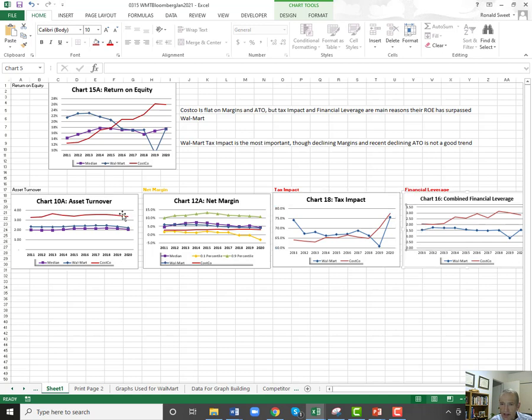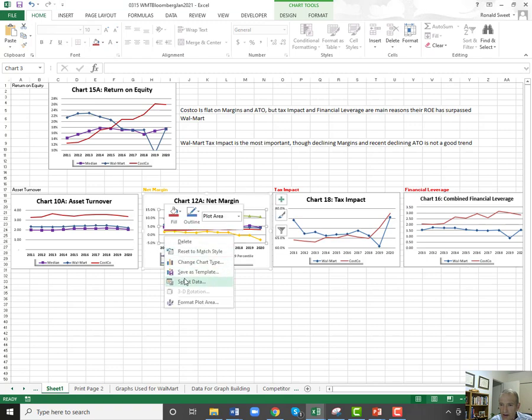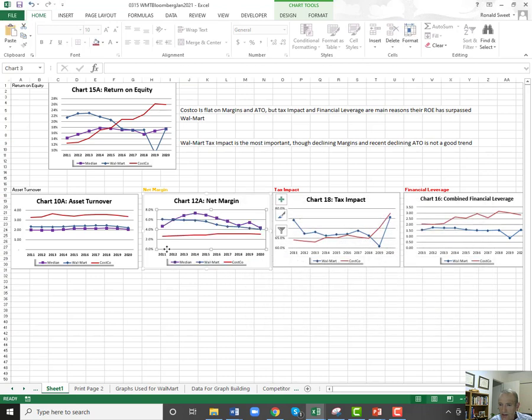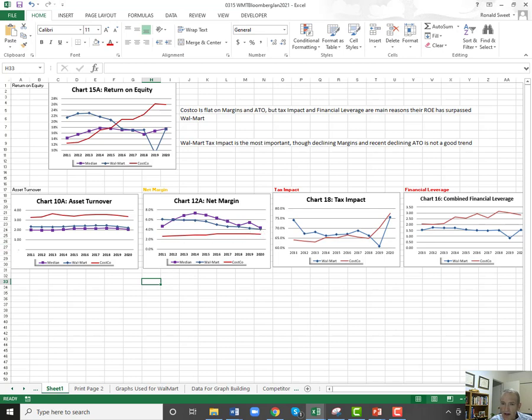Try to get rid of all the white space that you can. That's why it's really good on these to get rid of the 90th and 10th percentiles, so you can just see your company a whole lot better. There you can really see that decline in margin and see how flat Costco is. All right, so do your best.